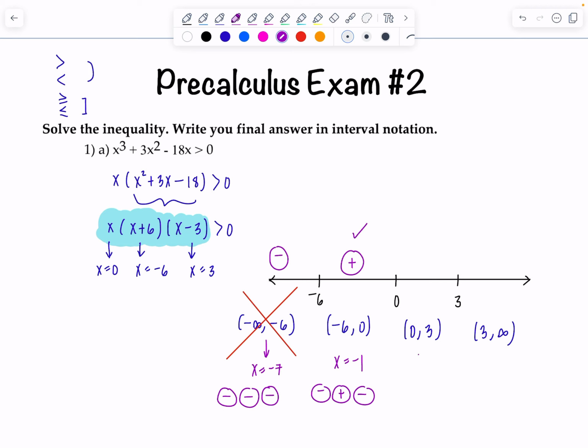Now from 0 to 3, I'm going to test with x equals 1. I'm going to go more quickly now. So we'll have positive, positive, negative. Everything's going to be negative. Nope, that does not work for us. So sorry. And then from 3 to infinity, we can test with 4. So that would be positive, positive, positive. Everything's positive. Yep, that works.